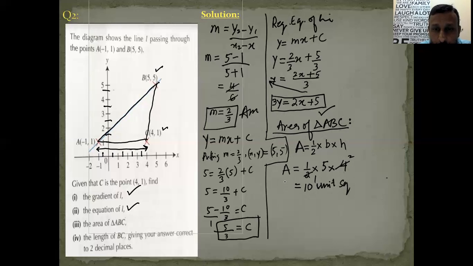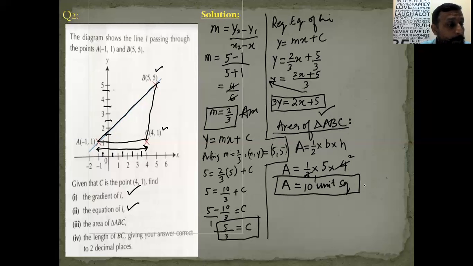square. So, my dear student, I hope you have learned this concept and recalled this concept of calculating the area of a triangle by counting the horizontal and the vertical units. That is A equals 10 unit square. Now, the last part. Find the length of the line BC, giving your answer correct to 2 decimal places.